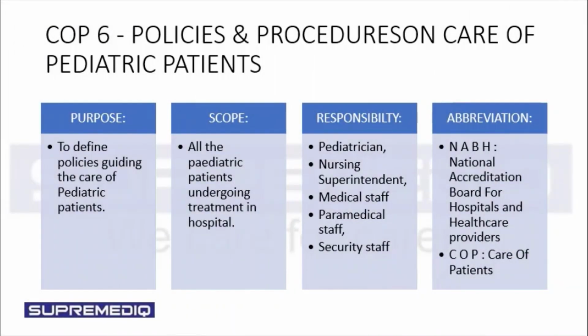COP 6. Policies and procedures and care of pediatric patients. Purpose: to define policies guiding the care of pediatric patients. Scope: all the pediatric patients undergoing treatment in hospital. Responsibility: pediatrician, nursing superintendent, medical staff, paramedical staff, security staff. Abbreviation: NABH, National Accreditation Board for Hospitals and Healthcare Providers.